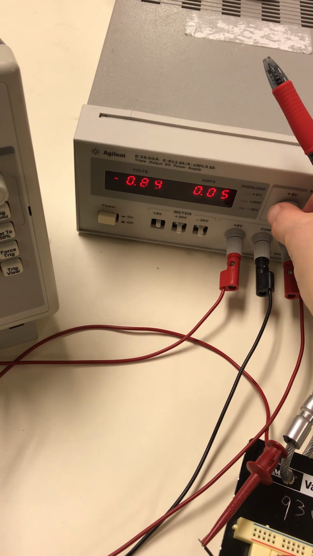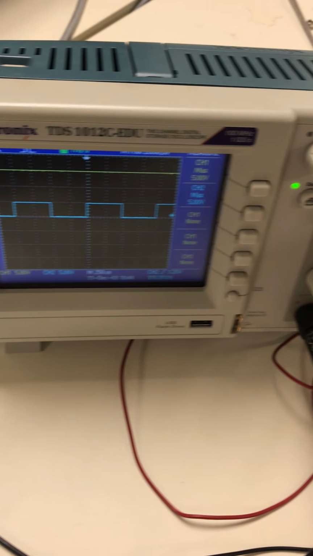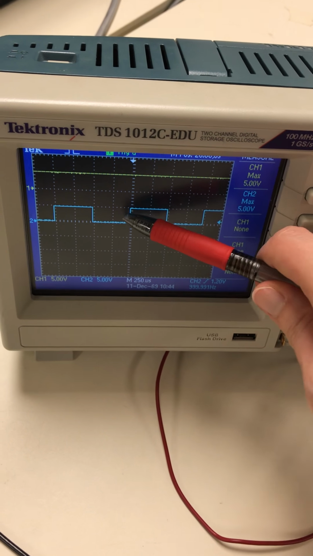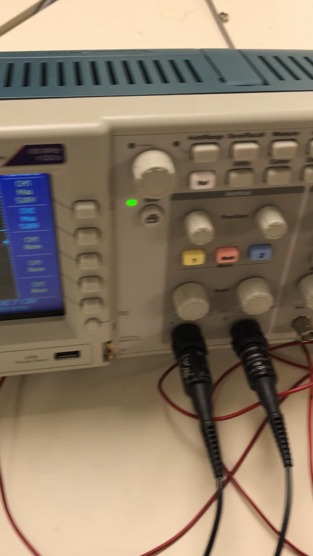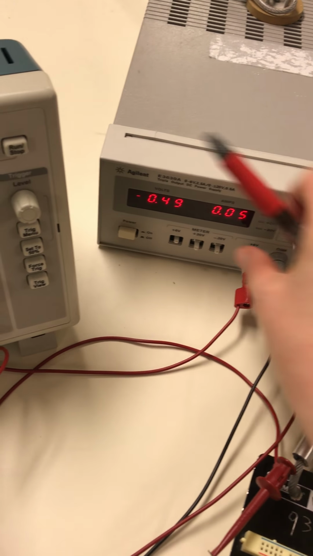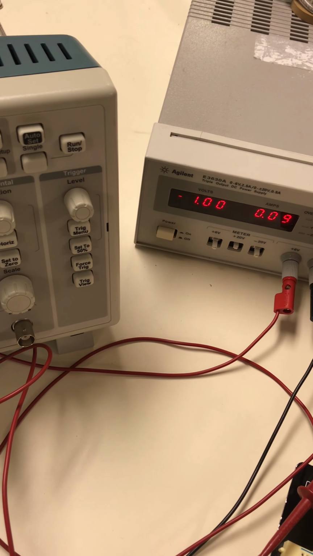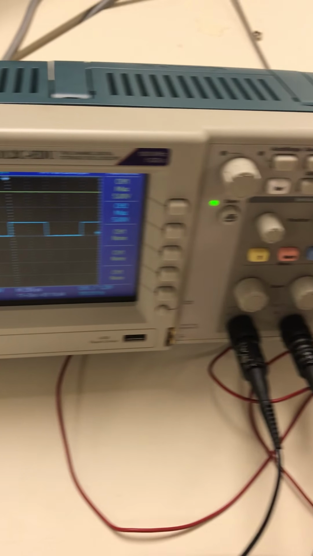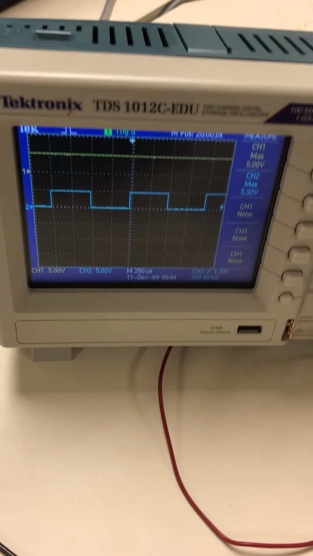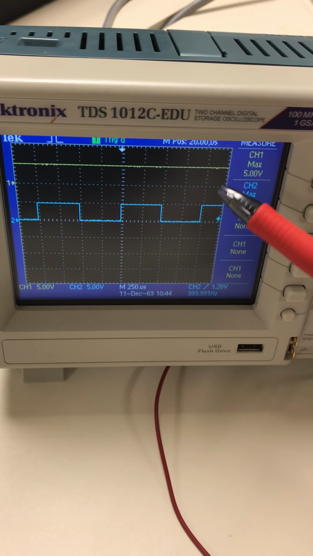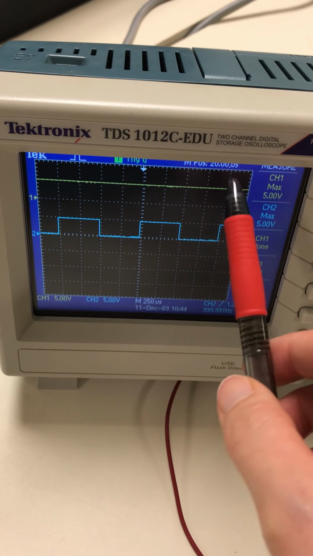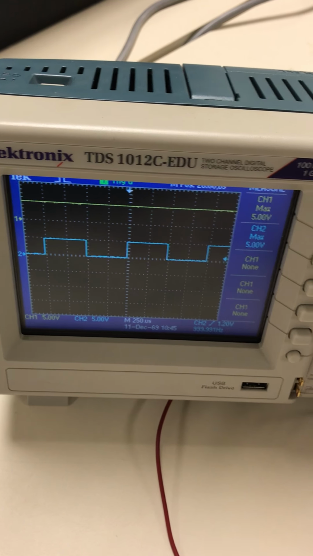So I'm going to change V1 to 0, and this is the output. The output now is at 5 volts regardless of the value of V3. I can change V2 also to 0 volts, and the output is going to be at 5 volts again. So if either one of the input signals is at 0, the output is going to be high. And that's how a NAND gate works.